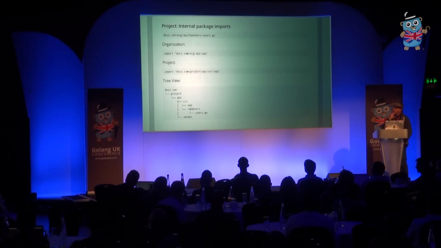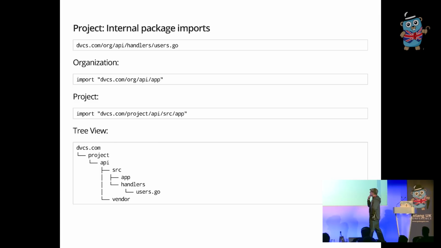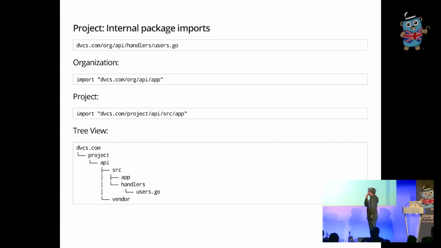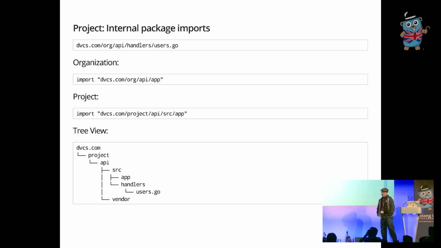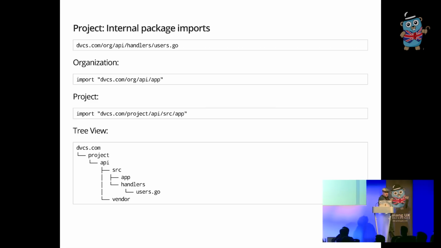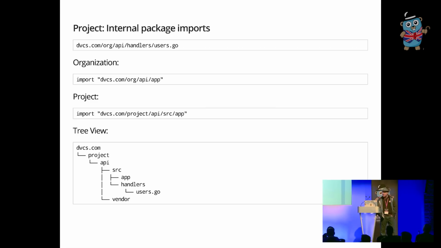All right. So if we look at that same file, when we were looking at organization dependency manager, the first thing that I did, that was what my import ended up being, that /org API app. But now, when I vendored this at the project level, you can see how that import just grew a little bit larger. Not too bad, right? I've added that source folder. It's not horrible. You can see where that falls into the tree view.